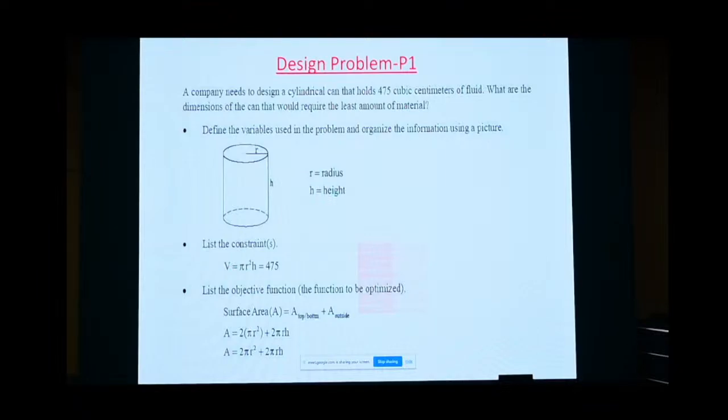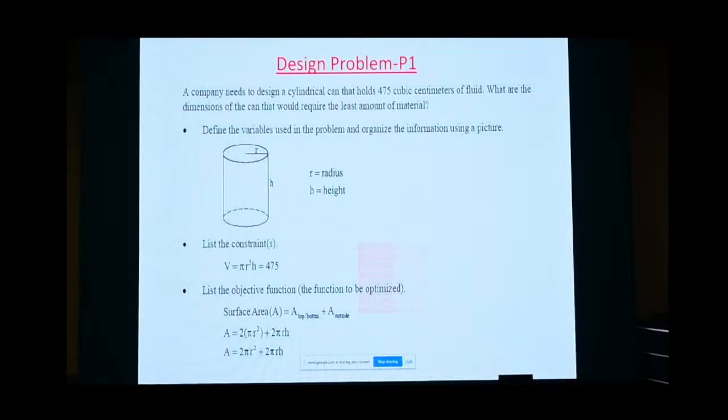What are the dimensions of the can that would require the least amount of material? So this is the problem, and how to apply the genetic algorithm to solve it. First, what is your objective function? What do you want to minimize? It should require the least amount of material, so the material should be minimum.